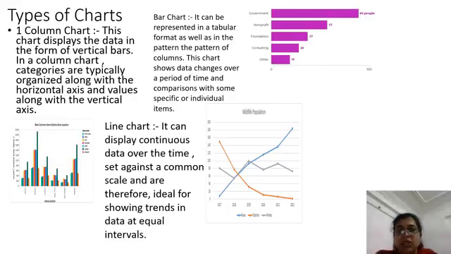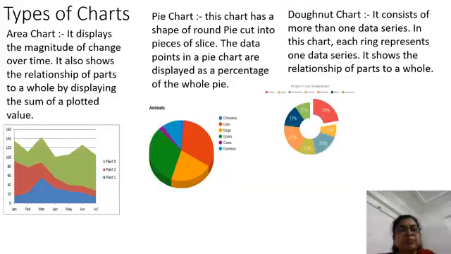That also we have seen, the column chart. It is in vertical position, whereas bar chart is in the horizontal position. Then comes the line chart. It can display the continuous data over time, set against a common scale, and is therefore ideal for showing trends in the data at equal intervals.